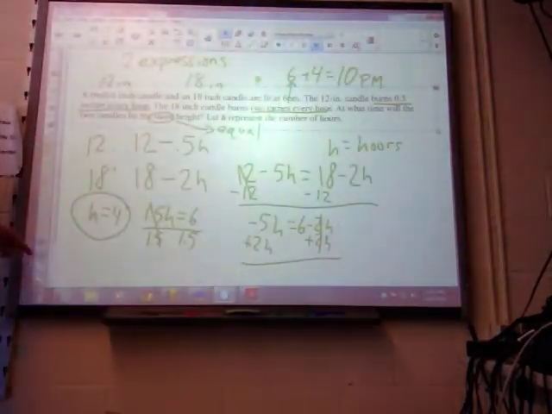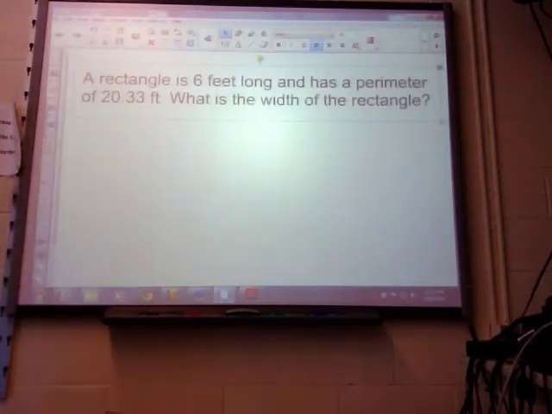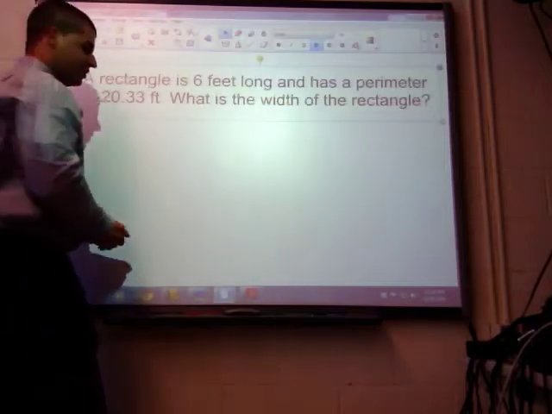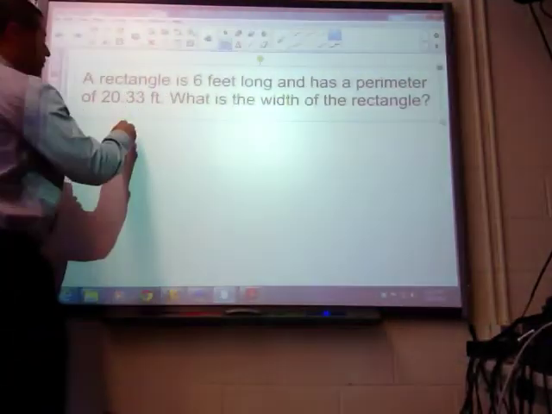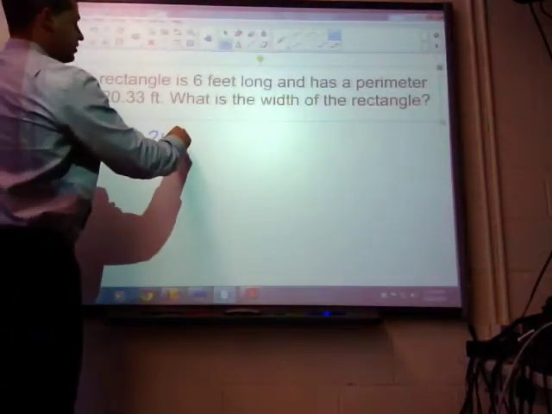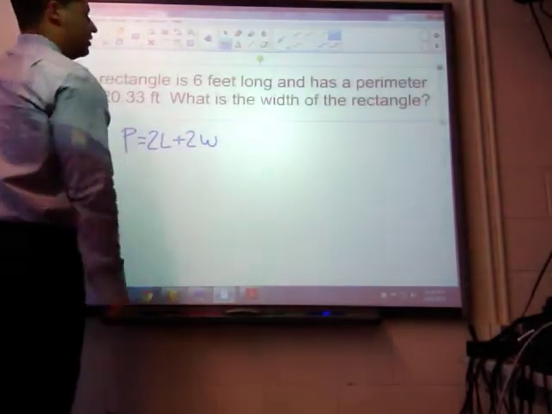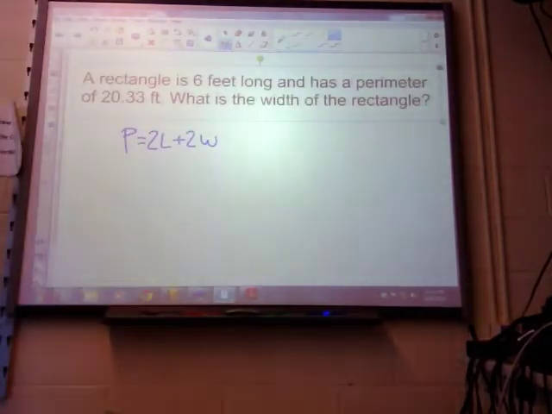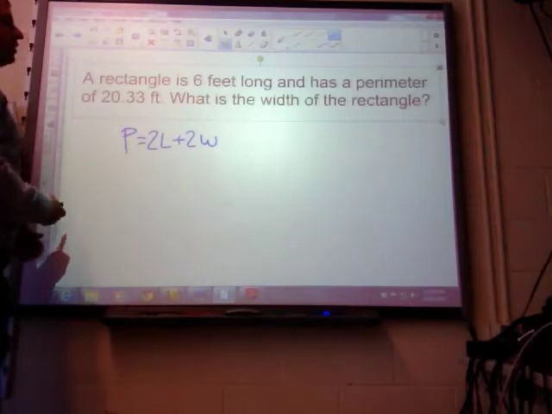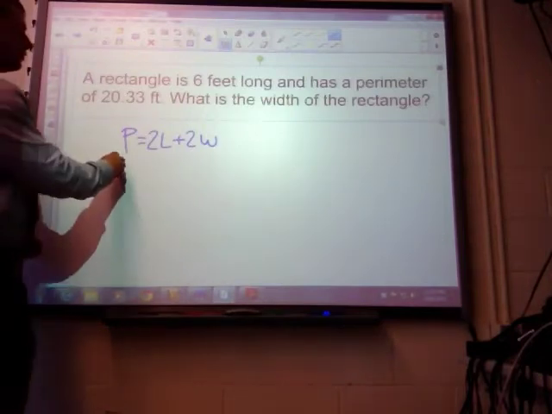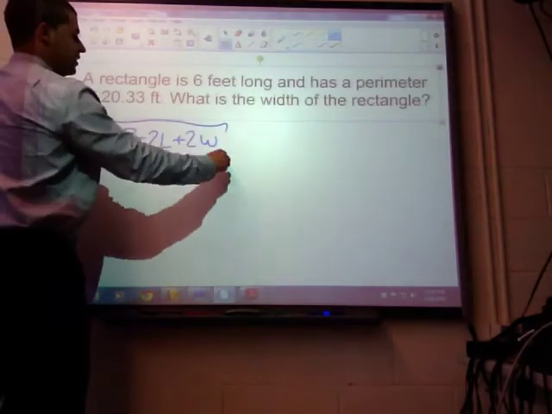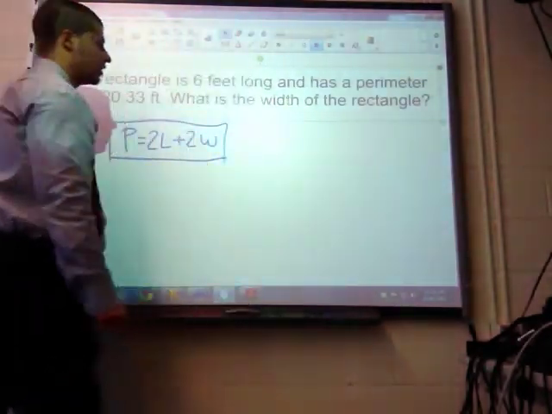So a couple more examples real quick. A rectangle is 6 feet long and has a perimeter of 20.33 inches. What is the width? So perimeter equals 2L plus 2W. This is just like a literal equation where we would solve and plug in. We're going to have to deal with ones like this, so just think ahead of time about this formula. And we'll get there tomorrow.